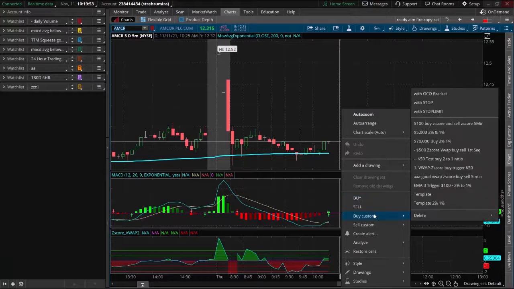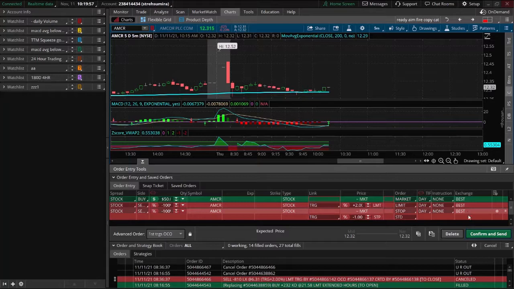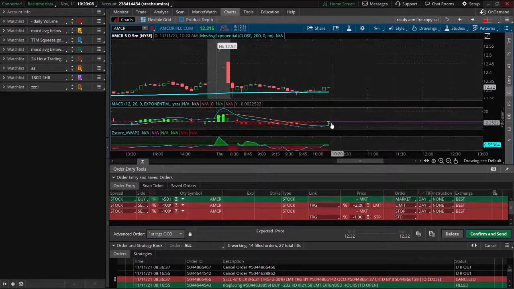I am going to buy custom again. Here is my template, 2-to-1 ratio. And then I am waiting to confirm and to send until we see what happens here. And it looks like we are still waiting. We want to wait till this actually finishes before we purchase.